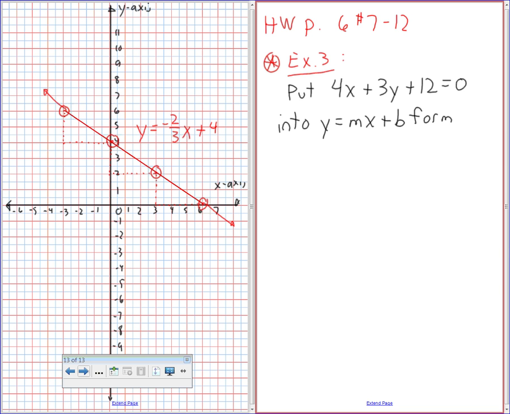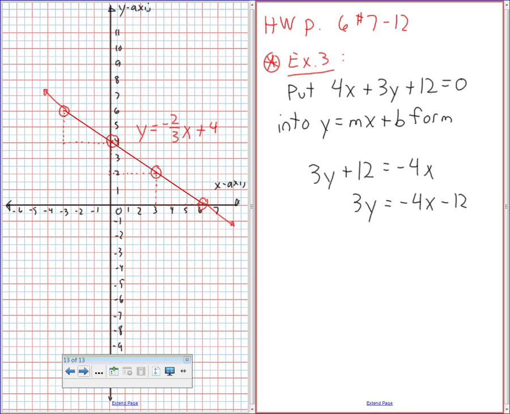Okay, so Luke, I want to get rid of the 4x and I want to get rid of the 12. How do you get rid of a positive 4x? What's the opposite of 4x? Negative 4x. I move it across. All right, Molly, what's the opposite of 12, please? Negative 12.